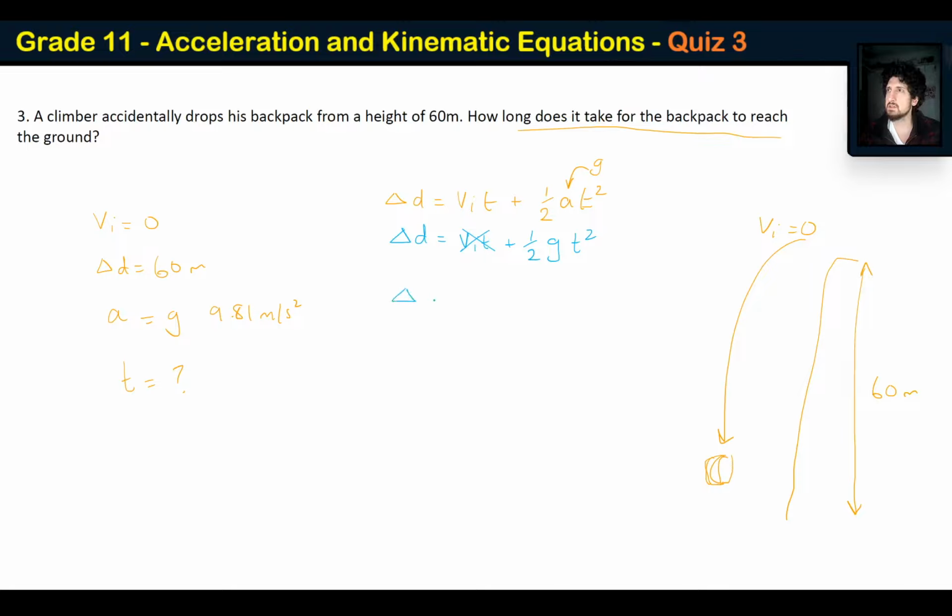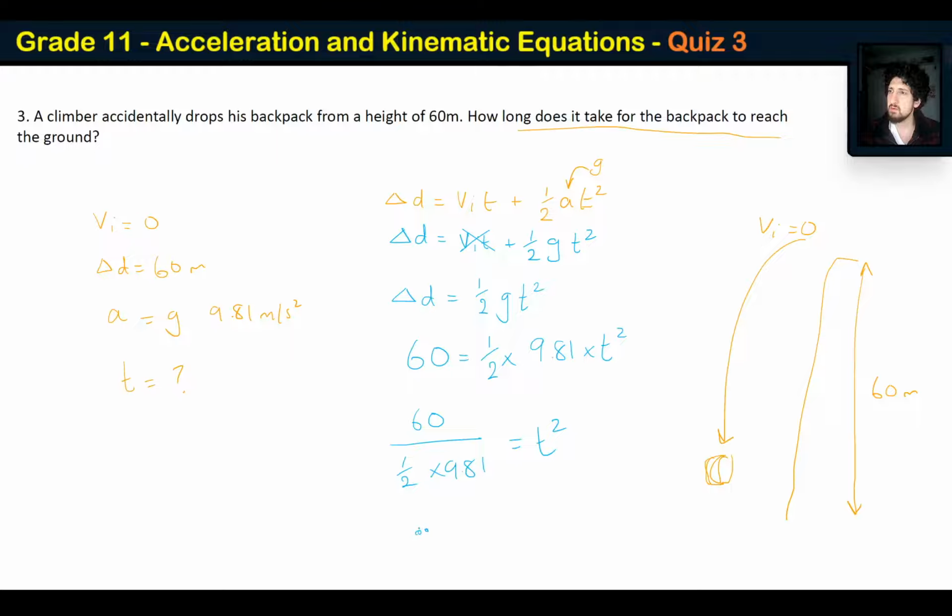So delta D is equivalent to half GT squared. And so we can put in some numbers. 60 is equivalent to half multiplied by 9.81 multiplied by t squared. And you can either use shift solve at this stage, or you can do some simple rearrangement. So you can say 60 divided by half of times 9.81 is equivalent to t squared.